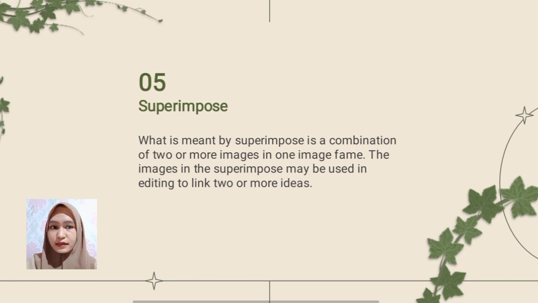Okay, next slide, number 5, superimpose. What is meant by superimpose is a combination of two or more images in one image frame. The image in the superimpose might be used in editing to link two or more ideas.